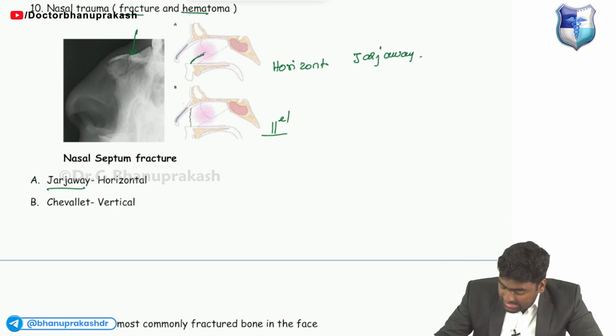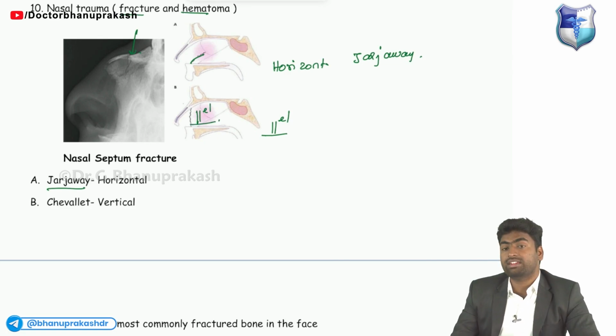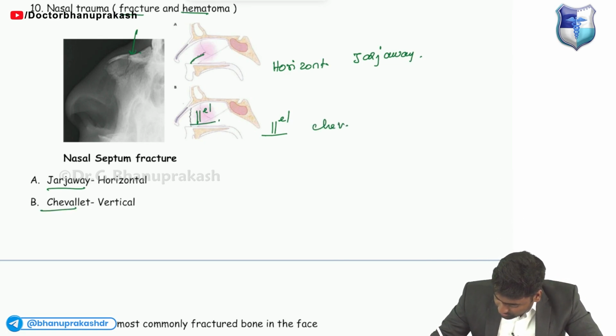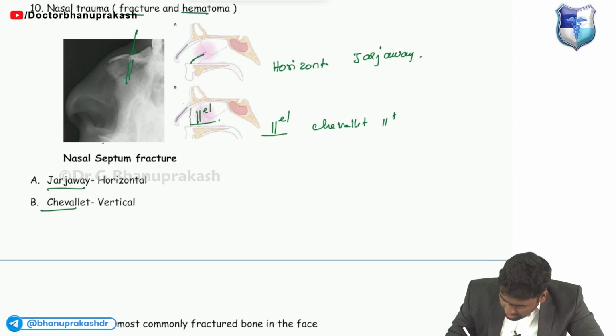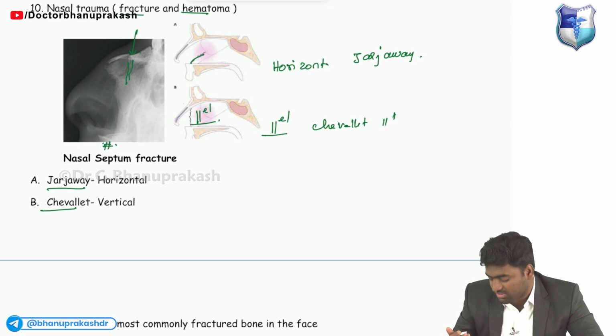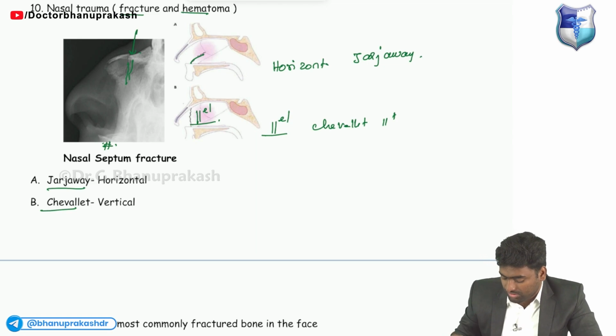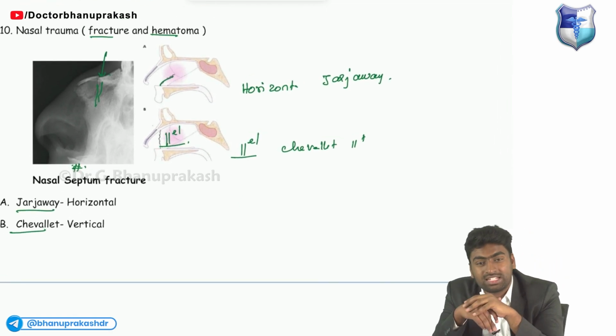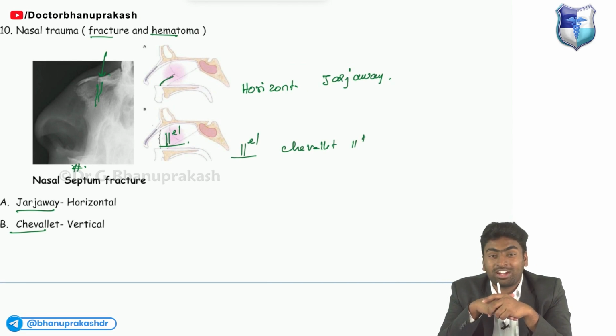Whereas if it is parallel, then we'll call it the Lefort fracture. So here you are seeing the line going along the fracture. This is the bone fracture, which is this fracture. Remember this much.